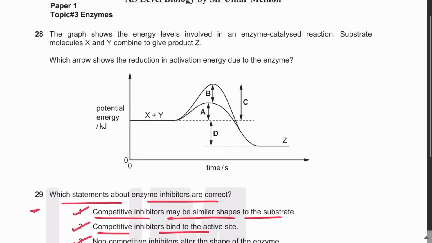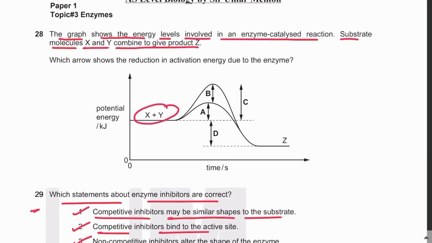The graph shows the energy levels involved in an enzyme catalyzed reaction. Substrate molecules X and Y combine to give product Z. So guys, X and Y combine to give product Z. Which arrow shows the reduction in the activation energy due to the enzyme?